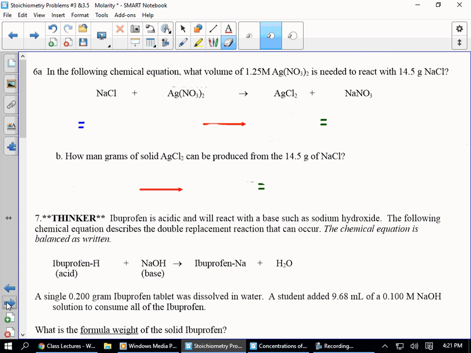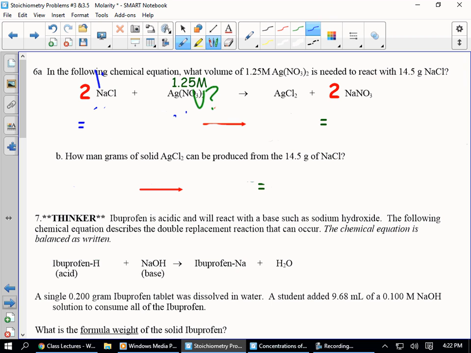All right, let's have you try number 6. Pause the program, balance it, and answer it. It's a 2-stepper. All right, so in order to balance this, we want a 2 here and a 2 here. Take a look. It says in the following chemical equation, what volume of 1.25 molar silver nitrate, I want to know volume, question mark, is needed to react with 14.5 grams of NaCl. I don't know where that number is, so right here.